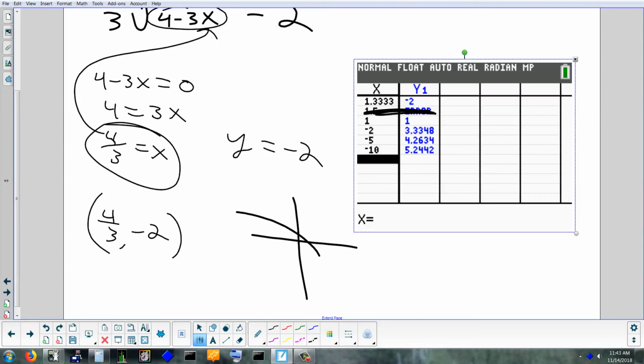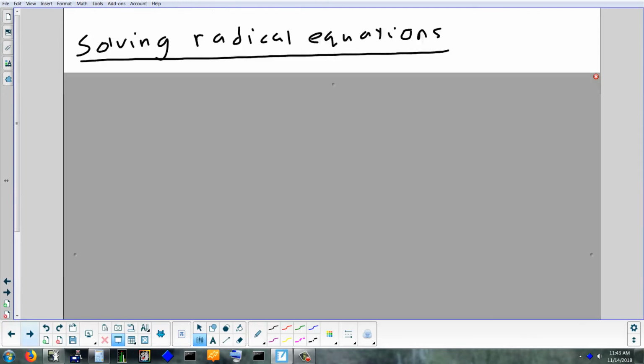Questions on that? Okay, so last thing we're going to look at is solving an equation. So for this, you don't need a graphing calculator at all.